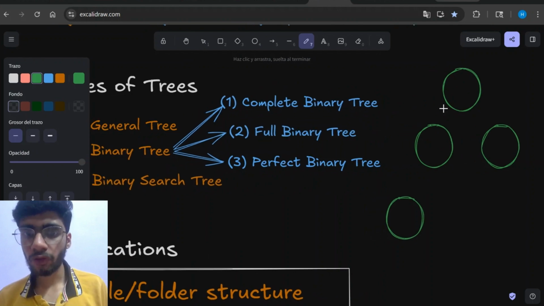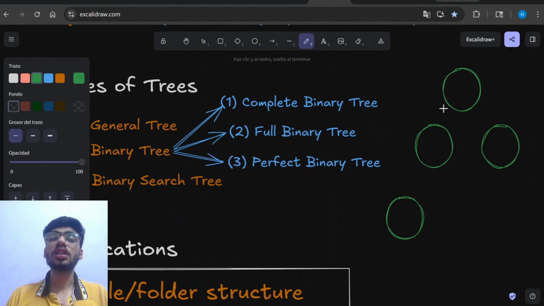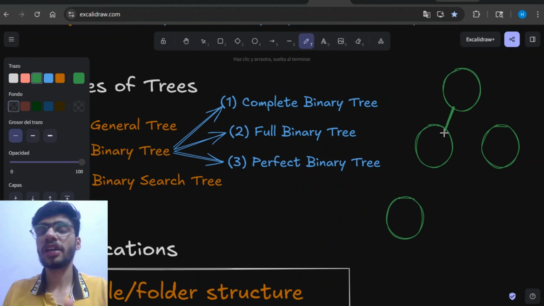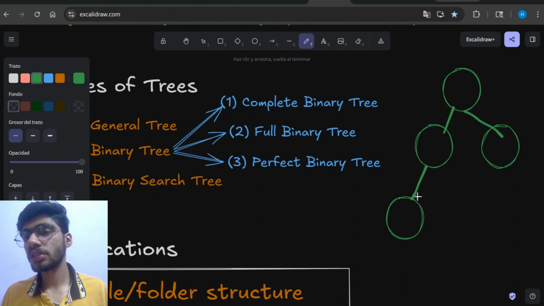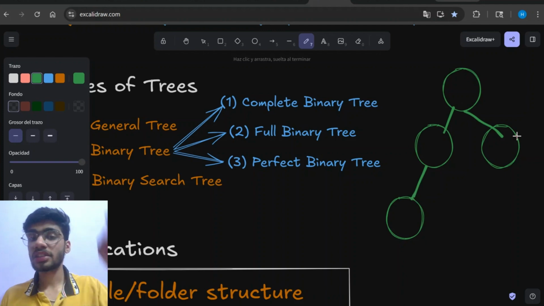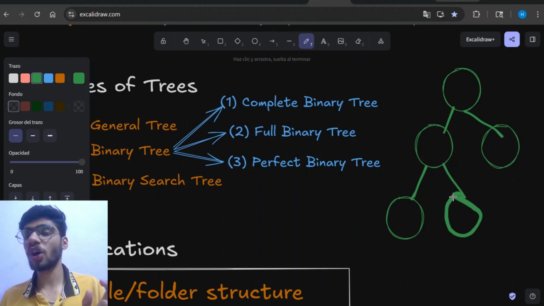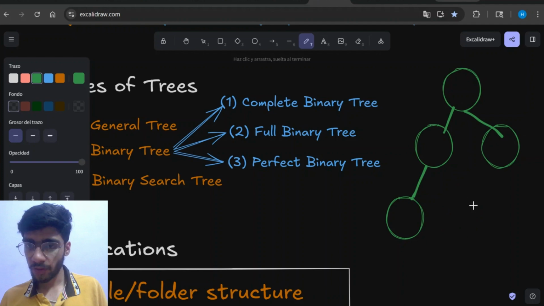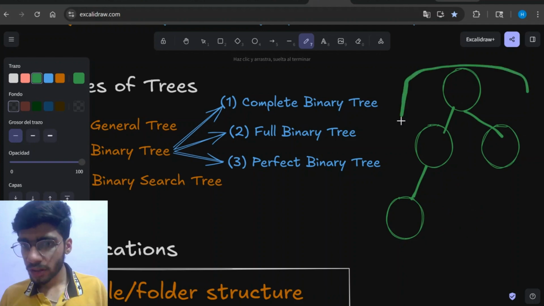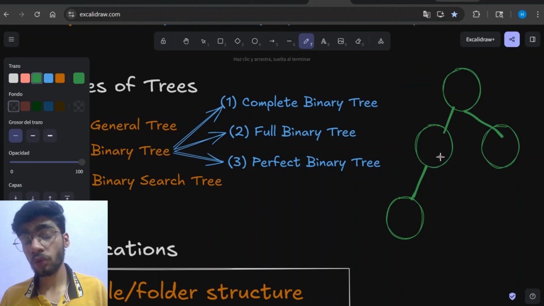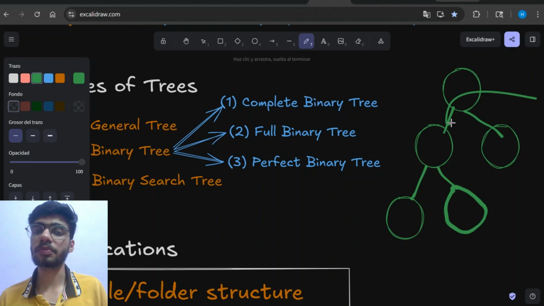So let's take an example of a full binary tree. A full binary tree is a tree in which every node has exactly zero children or two children. So if this is a tree, let's see whether this is a full binary tree or not. No, this is not a full binary tree. Now this is a full binary tree, because previously this node had one child, which is not allowed in a full binary tree, and now every node has either zero or two children. So this is a full binary tree.